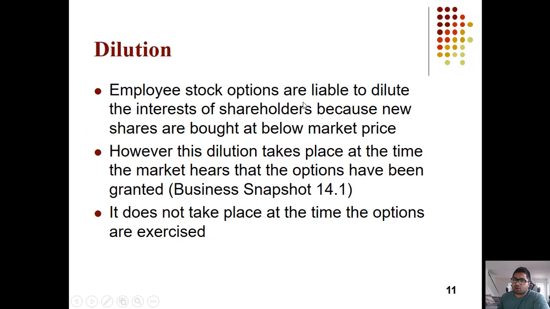Dilution. Employee stock options are liable to dilute the interest of shareholders because new shares are bought at below market price. However, this dilution takes place at the time the market hears that the options have been granted. So whenever there is news in the market that employee stock options have been granted, the stock price goes down because people know that new shares would be issued in future. So the price of the stock goes down. It does not take place at the time options are exercised, but when the news comes out.